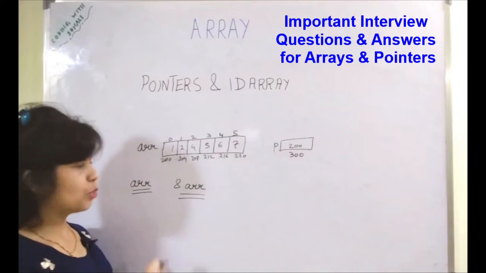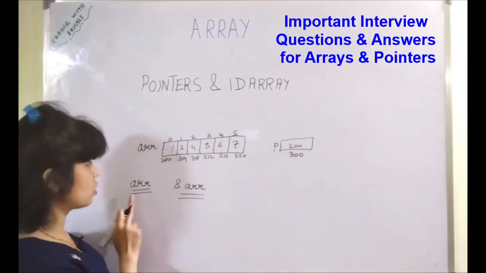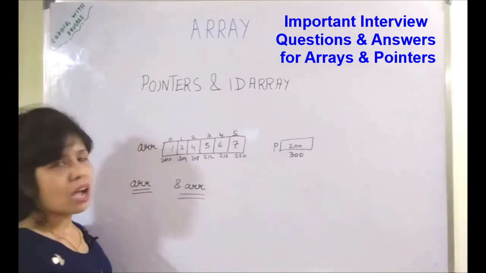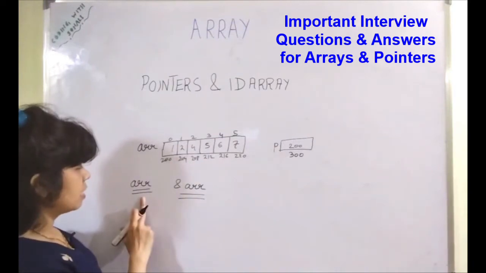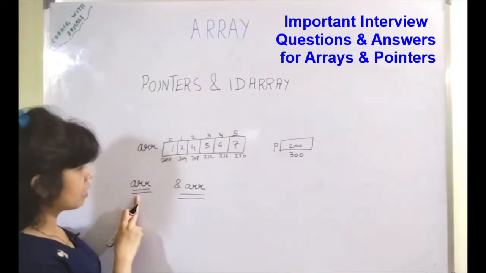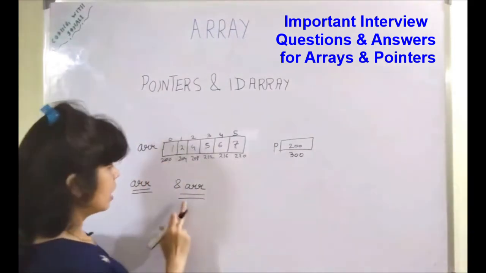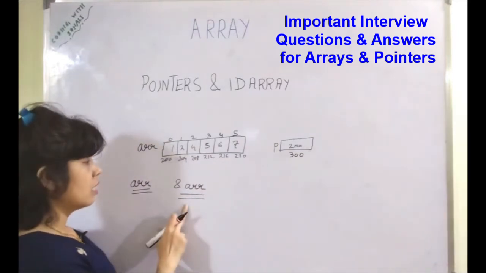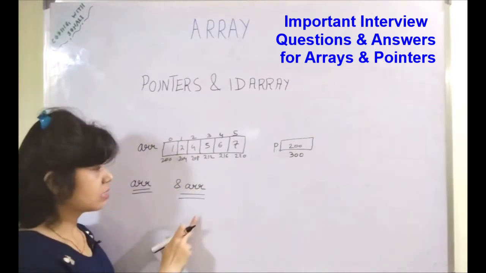So a question to you: whether this ARR, the name of the array, which is also called the base address, and ampersand ARR are the same or not. First of all, if you just print the value of ARR, you will get the value as 200. If you print the value of ampersand of ARR, I want you to try, but I will answer here itself.